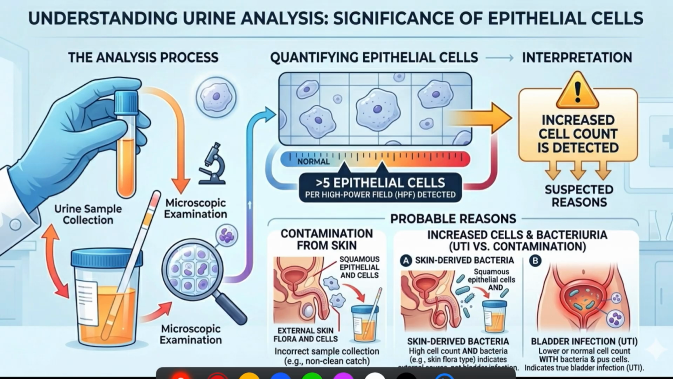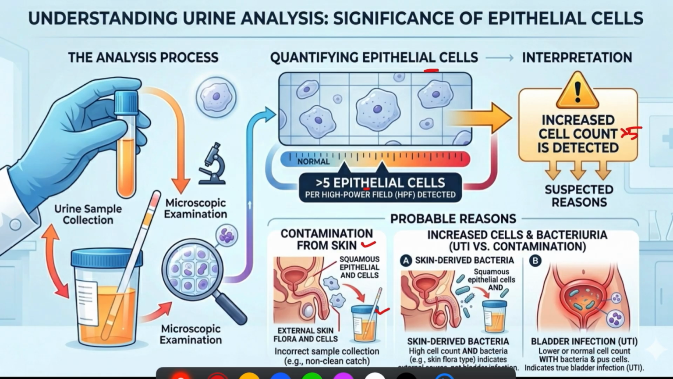Then we have to look for the presence of epithelial cells. Remember, up to 5 epithelial cells is considered normal. So suppose there is an increase in epithelial cells by more than 5. Again, we have to keep a few possibilities. First of all, epithelial cells might be because of contamination from skin. We all know that the skin's epithelial cells might contaminate the sample because of poor sample collection technique. So this might be one of the possibilities.